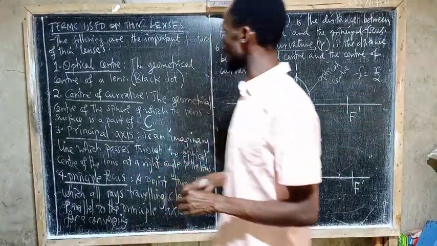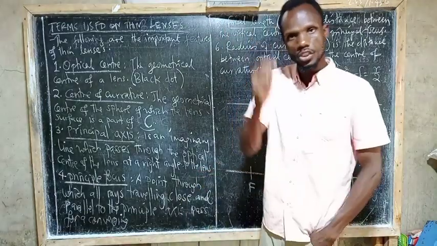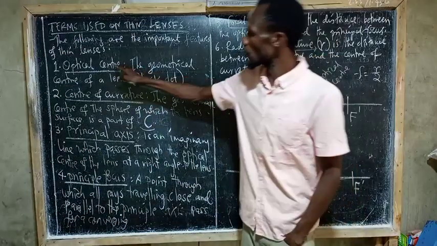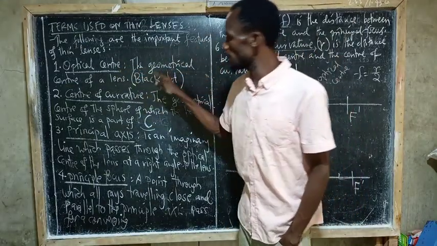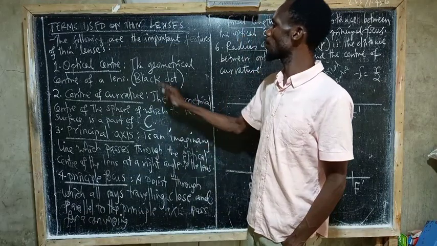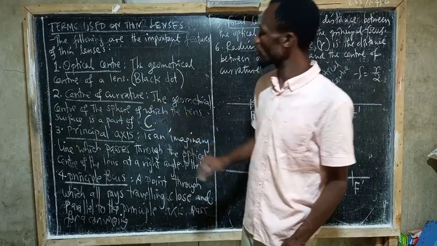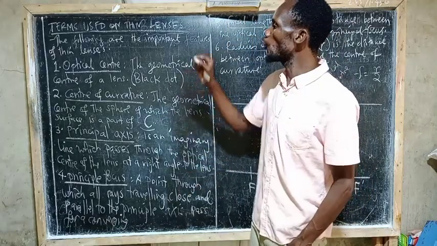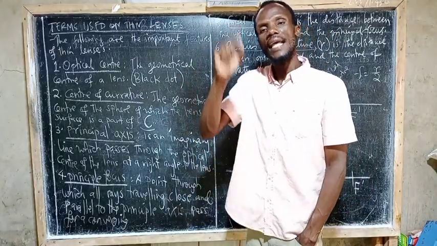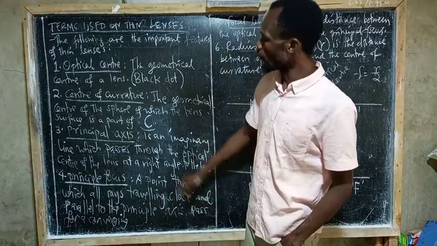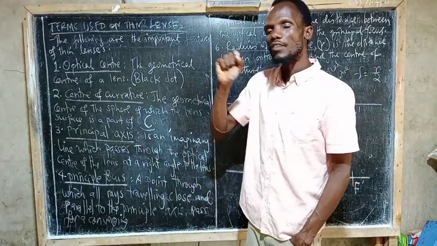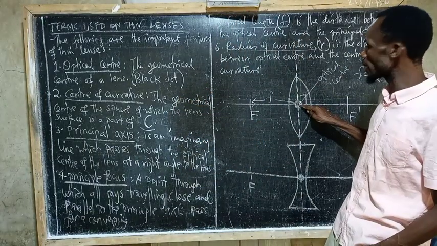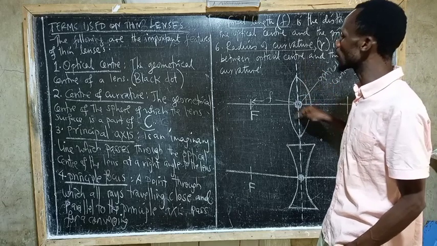The geometric features that can be used to determine the position, size and nature of the image formed by the lens are the optical center, which is the center of the lens, and it is denoted by the black dots. And the second geometric feature is called center of curvature. This is the center of the sphere of which a lens is a part. And then we have the principal axis. It is a line drawn through the optical center, and it is perpendicular to the lens.